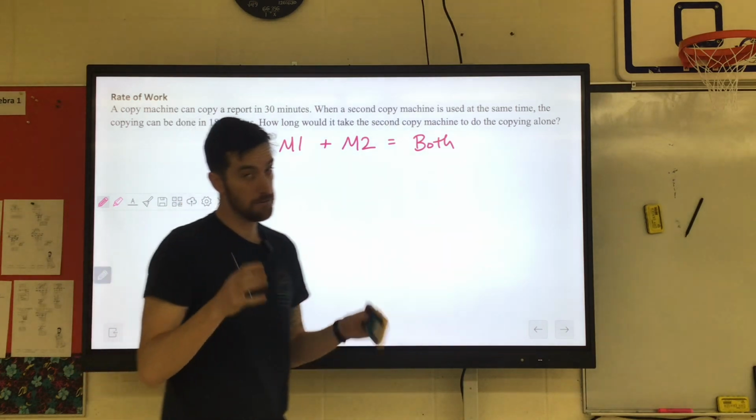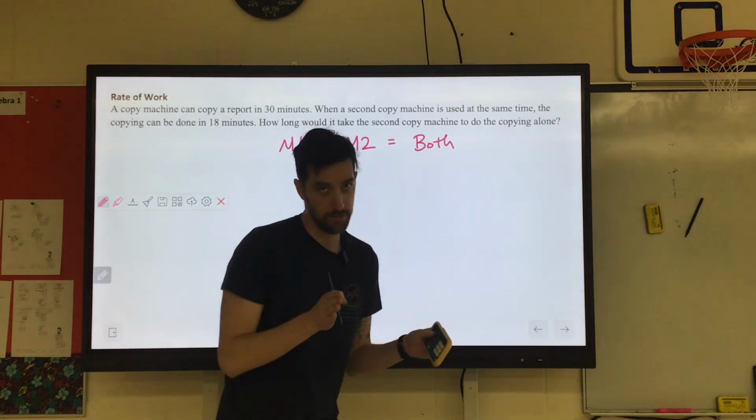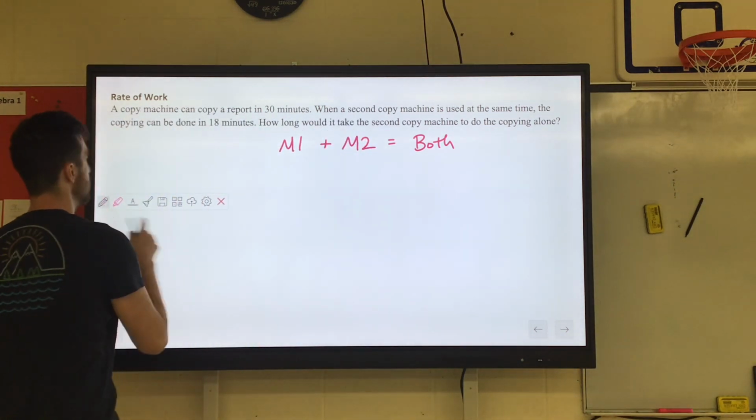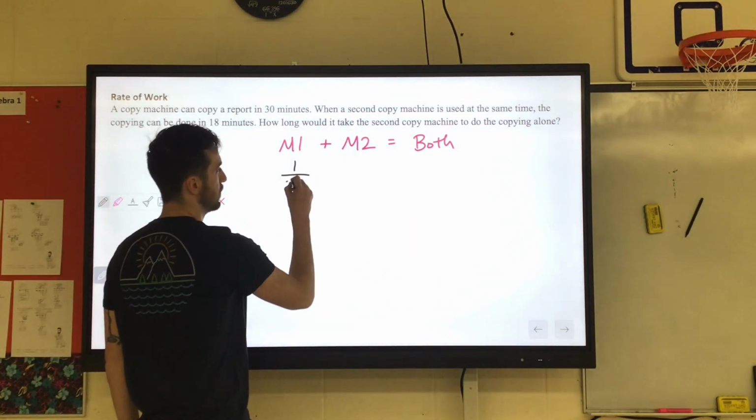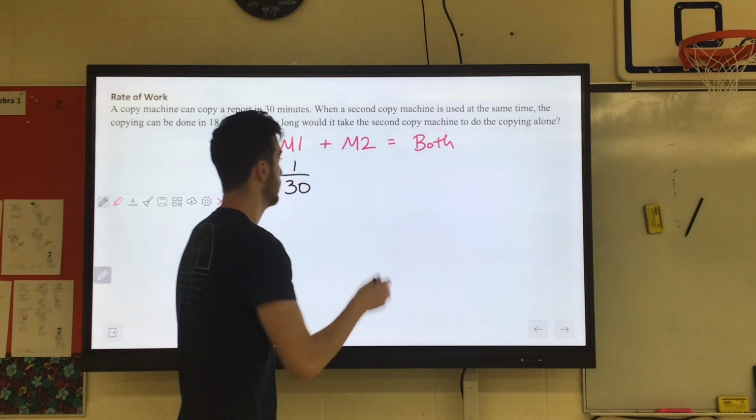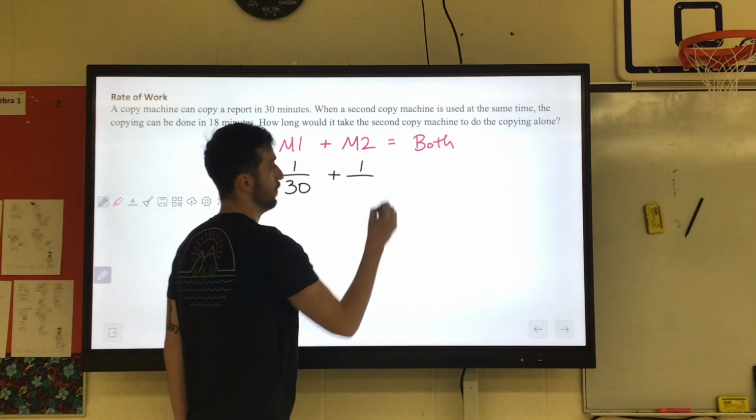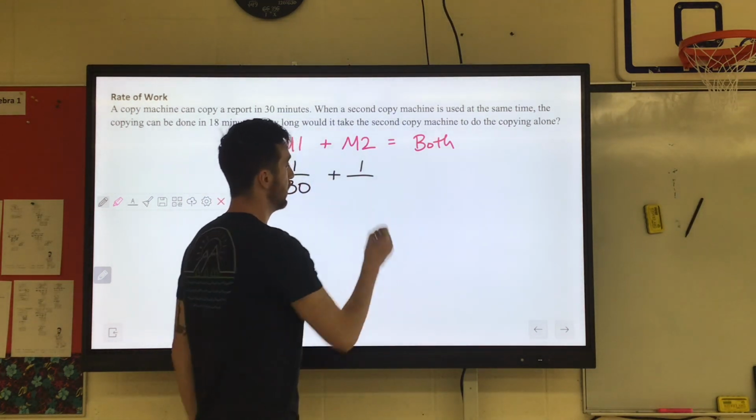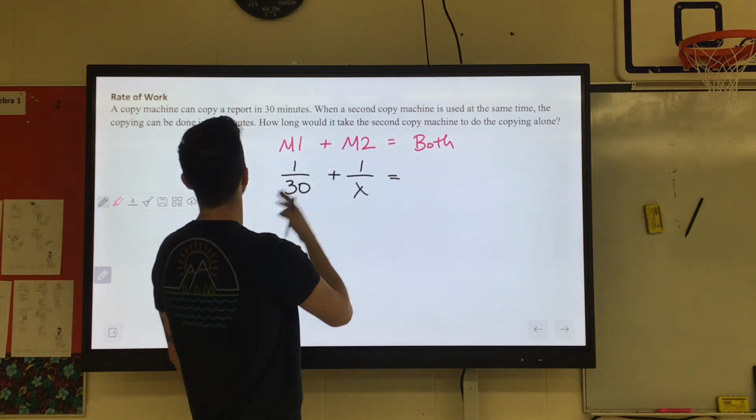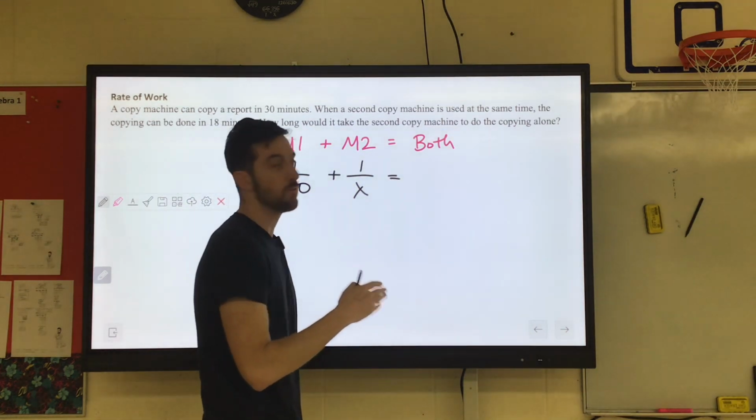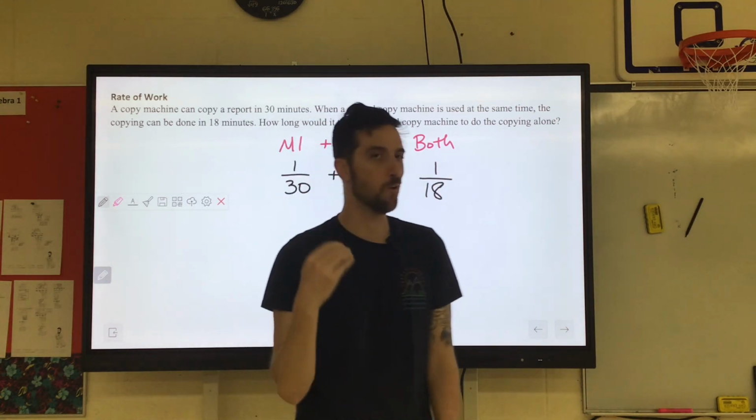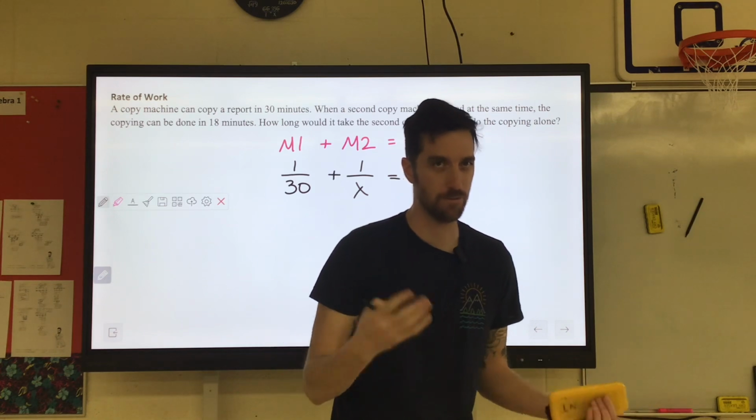So technically, every minute, it's doing 1/30th of the job. So we're going to set that up as our first fraction, 1 over 30. It's always going to be 1 over how long it takes. Now, we don't know how long it's going to take machine 2 to do it, but we know it'll be 1 over however long it does. And again, we don't know that. So we could just say 1 over x, and then together, it takes them 18 minutes. So every minute they're doing 1/18th of the job. So again, it's always just 1 over whatever the length of time is.